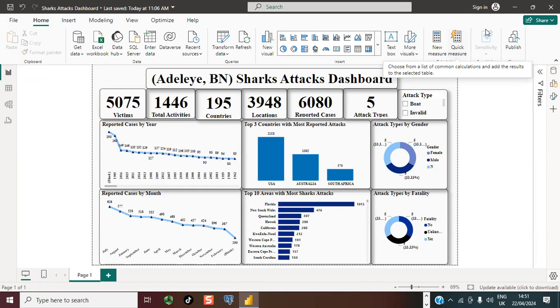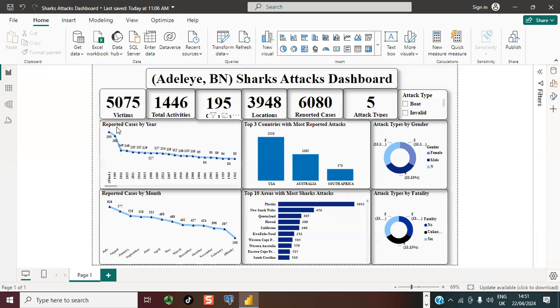Here is Project 9, where I analyze shark attacks data using Power BI. The total number of victims, 5075. Total shark activities, 1,446 across 195 countries in 394 locations. There were over 6,000 reported cases, and there are 5 major shark attack types.